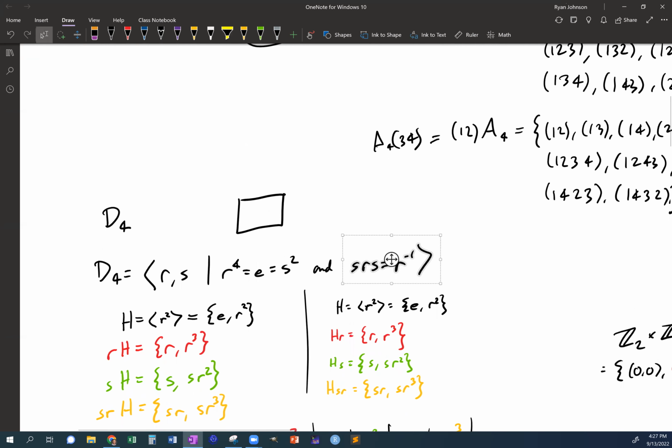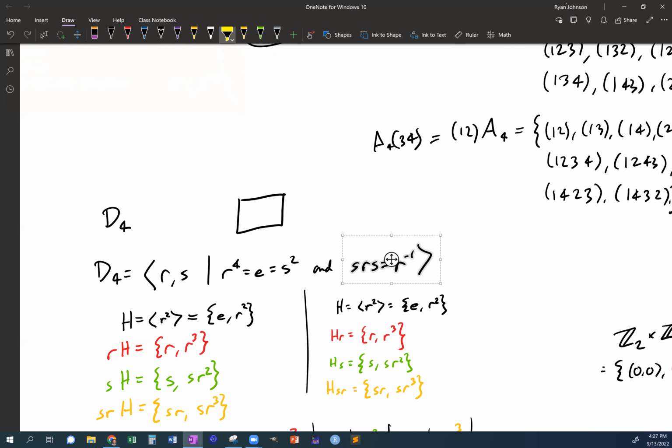Then we found all the left cosets and all the right cosets of this subgroup called H, which is generated by R squared. So it's just E and R squared. If you multiply on the left by R, you get R and R cubed. Multiply on the left by S, you get S and SR squared. Because these cosets partition the group, you know that the two elements that are still not covered are SR and SR cubed. So pick one of those and make that coset, and you get those last two.